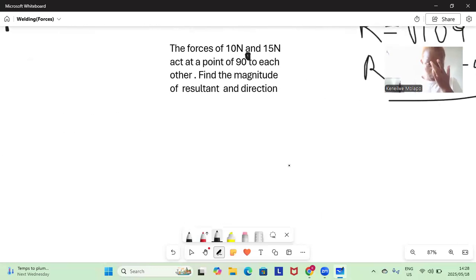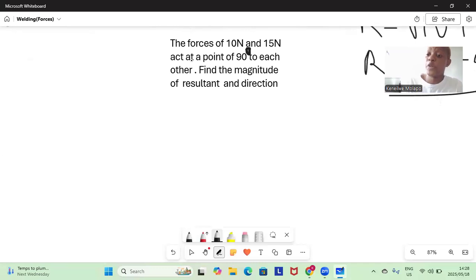So let's go to the next question. This one is for a triangle of forces. Ah, no, it's the same as this. For triangle of forces, they give you one force, but I want to show you that since this is at 90 degrees, you can use that formula. This one is for parallelogram. I'm sorry, guys. I made a mistake by saying what I said.